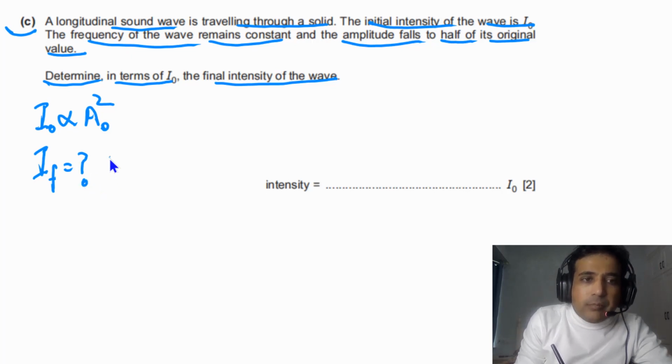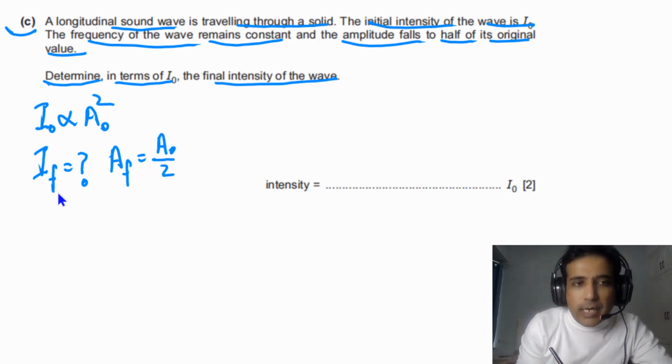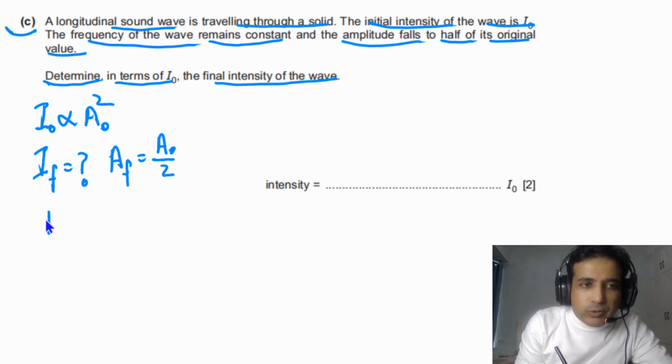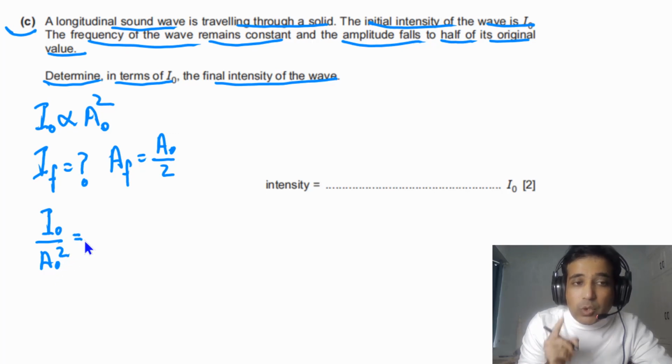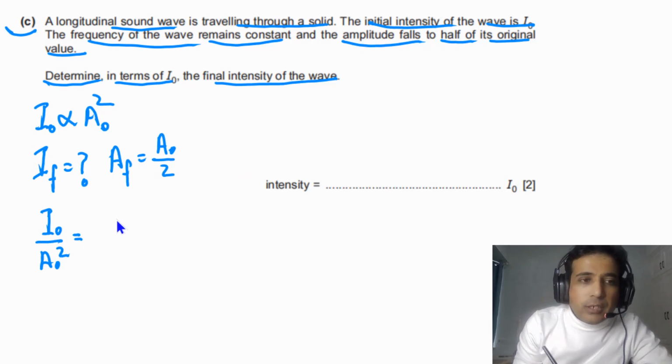But final amplitude is given, A_F, that is equal to A naught by 2. Now we need to find out I final, but also we need to understand that I naught over A naught square is equal to a constant, meaning the ratio between intensity and amplitude square is constant. So we can simply write down I final over A final square. This also has to be constant. So we need to find out I_F.